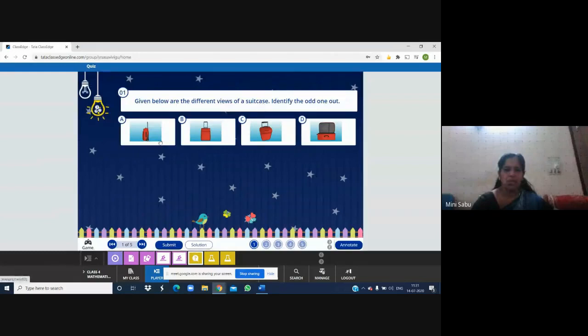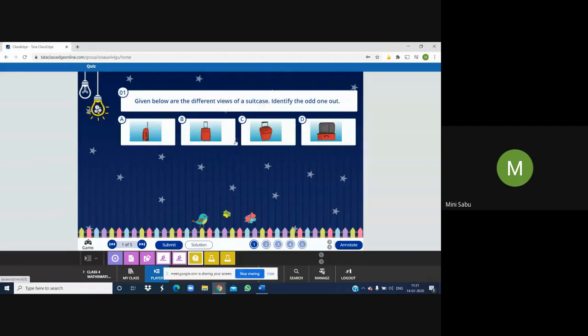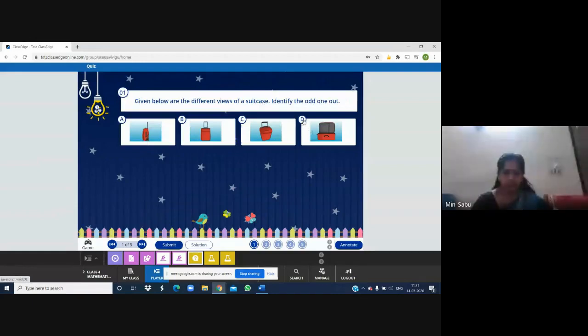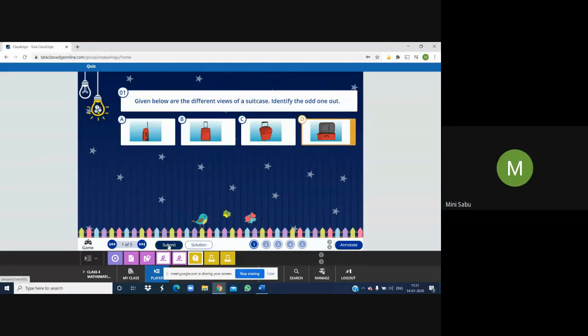What do you feel? Which is the odd one? Let us try this one and submit. Yes, we are correct. Now, we will do the next. This is the dash of the bus. Side view, front view, top view, none of the above. Which view do you feel?